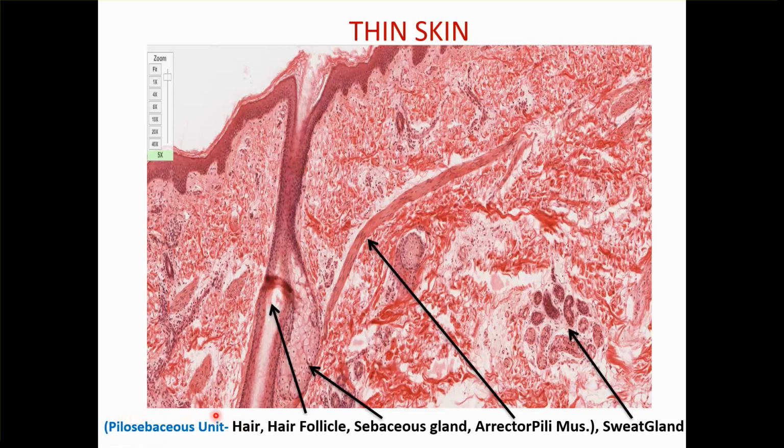So what is the pilosebaceous unit? It is the hair follicle, sebaceous gland, and erector pili muscle. Other than that, you can see a sweat gland over here. This is a slide of the thin skin. Thin skin has both hair follicles and sebaceous glands.